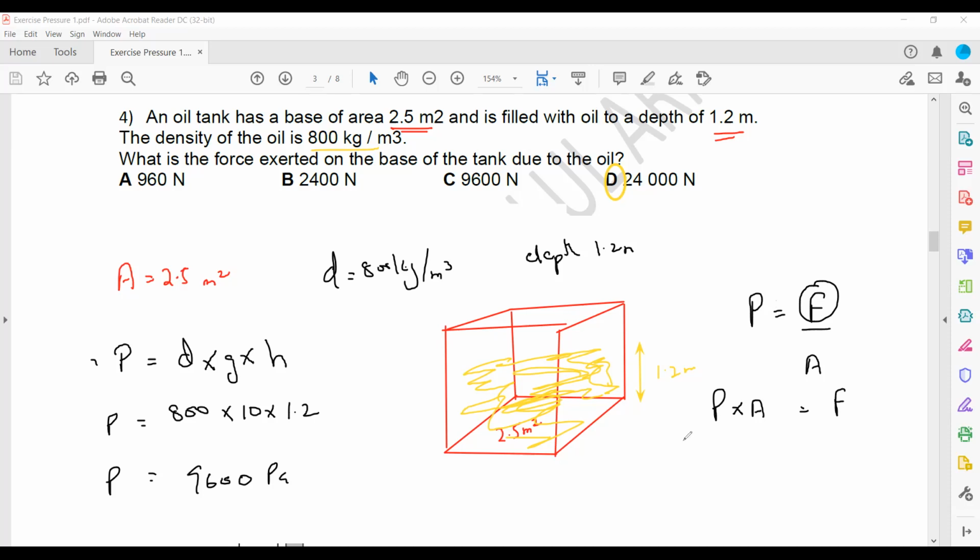The pressure exerted by the oil is 9600, and the area of the tank is 2.5. So 9600 multiplied by 2.5 is equal to 24,000. So the force exerted by the oil is equal to 24,000 newtons. Is it clear? So we use both formulas. First, we calculate the pressure exerted by the liquid, and the second one, we calculate the force by using the formula, pressure is force over area. Is it clear, this part?